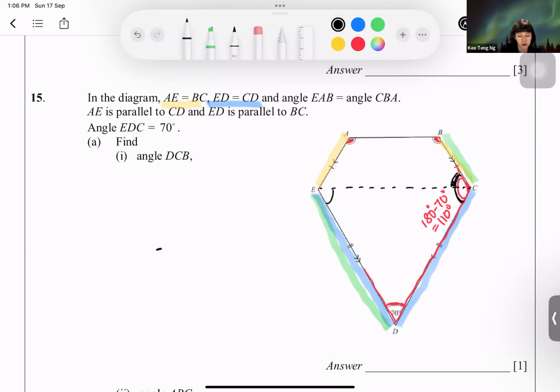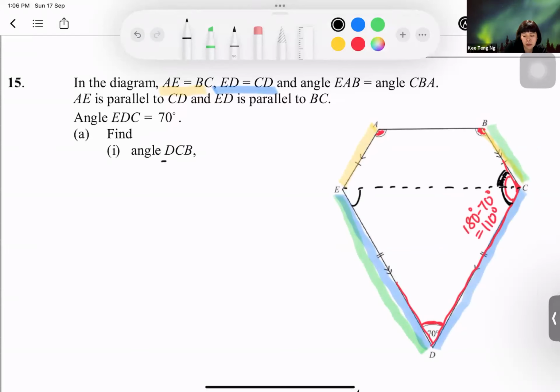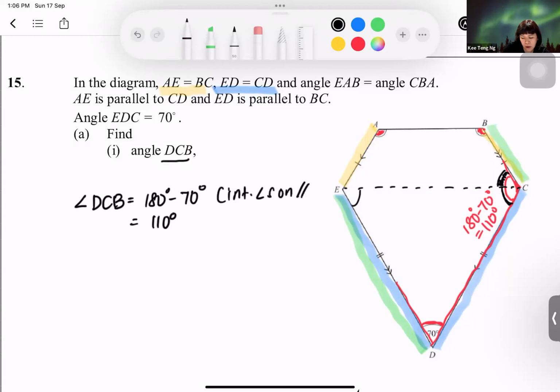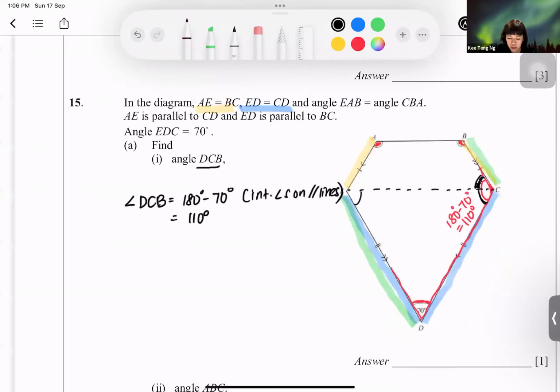Now, what do they want us to find? Okay, find angle DCB. Where's angle DCB? This one, which is the one in red. We already found it just now. So this is angle DCB. So angle DCB, by interior angles, letter U, on parallel lines: DCB equals 180 minus 70 degrees. Interior angles on parallel lines. Yeah. Let's look at the next question.